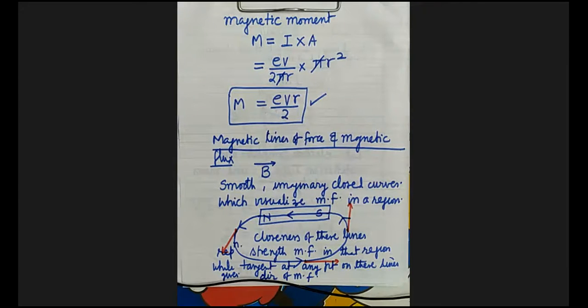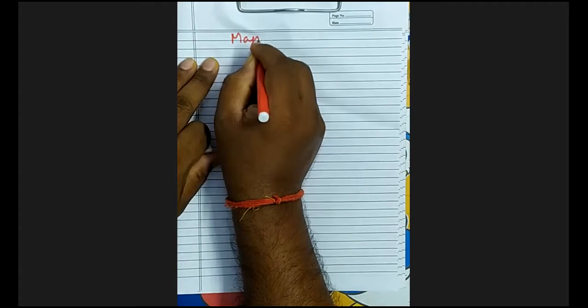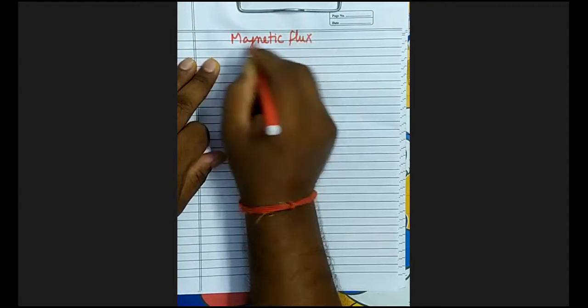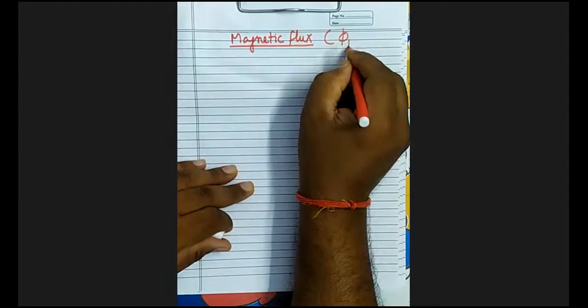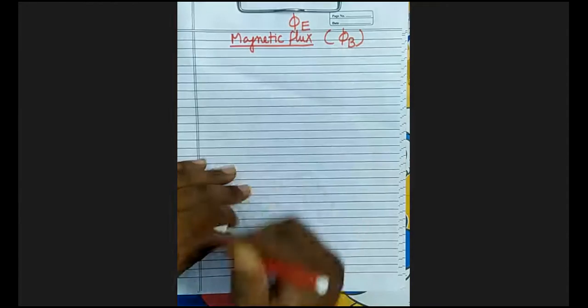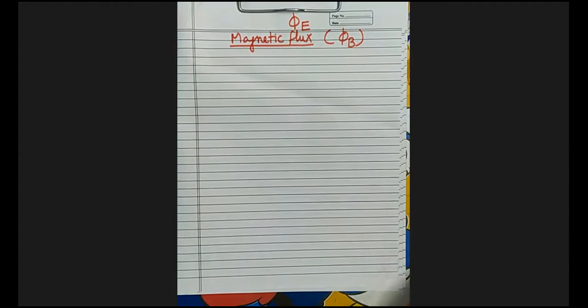Now see here. After this, magnetic flux. It is represented by the symbol phi B. Electric flux we represent by phi E. Magnetic flux we represent by phi B. It is clear. And what is magnetic flux?